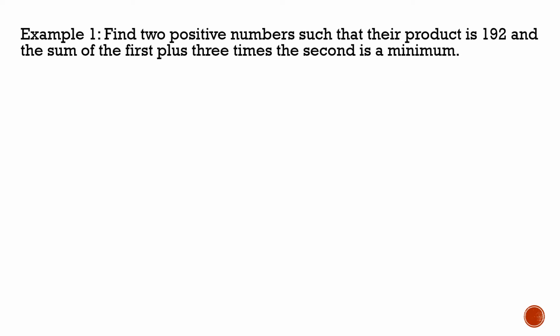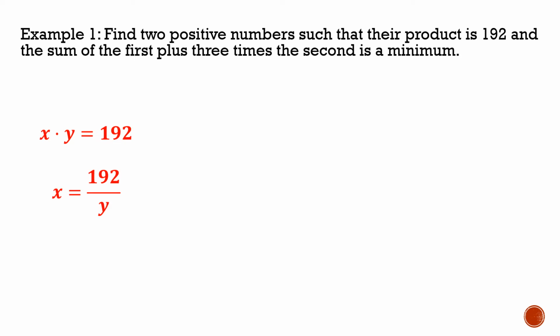Example 1. Find two positive numbers such that their product is 192 and the sum of the first plus 3 times the second is a minimum. The very first thing I'm going to do is go with what I know. Based off of this sentence, I know that the product of the two numbers is 192. So I'm going to call these two numbers x and y, and I know x times y equals 192. Using this information, I'm going to solve for one variable. I solve for x, and I say x equals 192 over y.